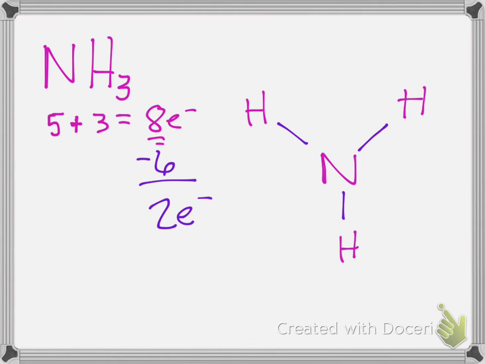Okay, I want to check their octets to see if they're complete, right? Hydrogen, we said, doesn't really get an octet because it's only got 1 valence electron. Hydrogen will really only ever get 1 bond. That's it. Okay, but nitrogen has 2, 4, and 6 electrons around it. How many does it need to have? It needs to have 2 more. It's got to have 2 more electrons.